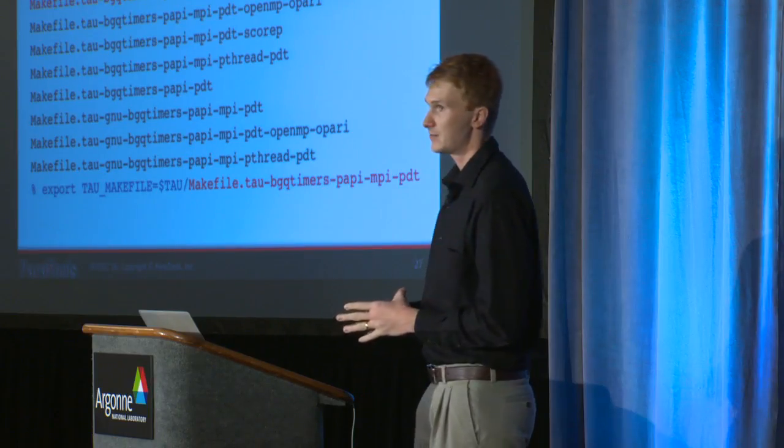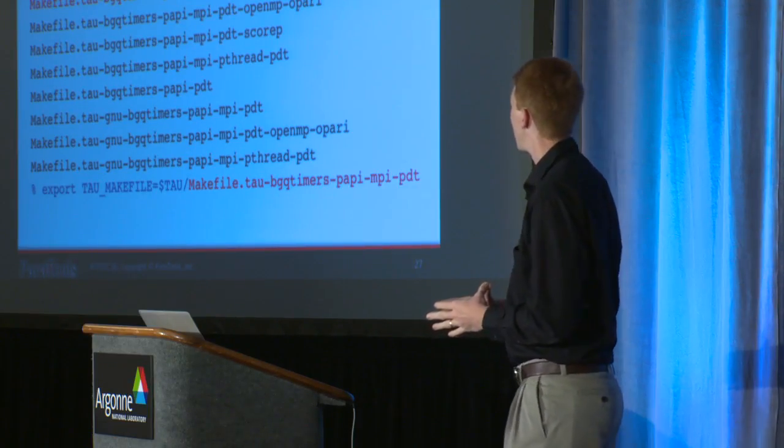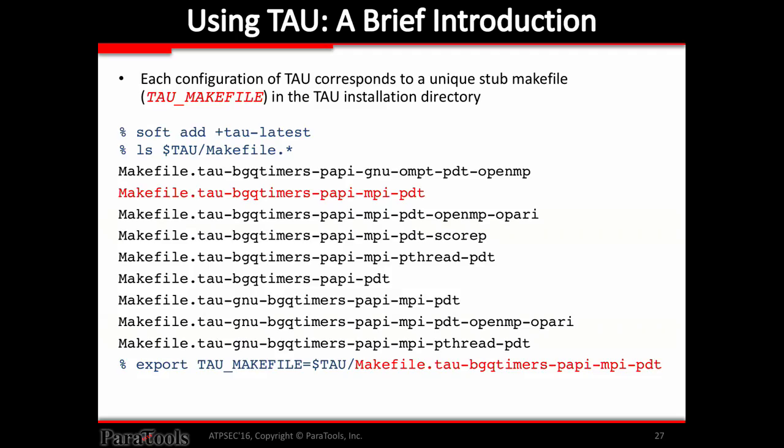Now, if you're on any of the BlueJeans at Argonne, there's a module called Tau Latest, a software environment module. If you do soft add Tau Latest, you're going to get an environment variable called Tau, just $Tau. And that will point you at these various makefiles you can use.